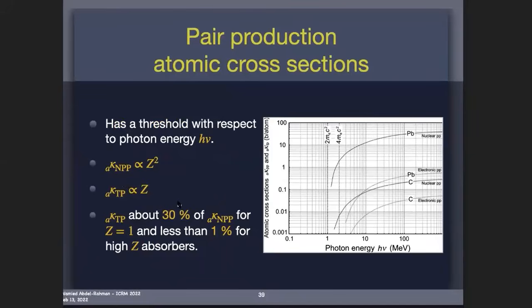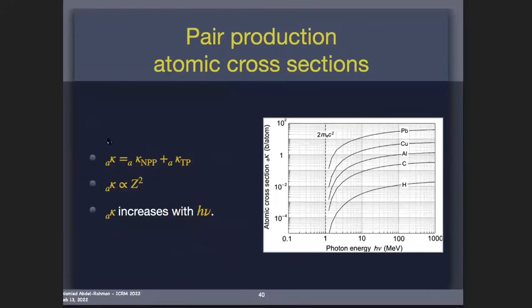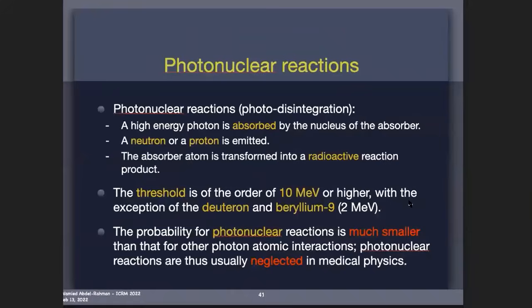So this means that we can just write, the total pair production cross-section is the sum of the atomic pair production and atomic triplet production, and it's proportional to Z squared. And the general rule is that below this threshold, the cross-section is 0, but as the photon energy increases, the cross-section for pair production will increase also. And it increases, see here we have lead, and here we have hydrogen. So it has a Z squared dependence.